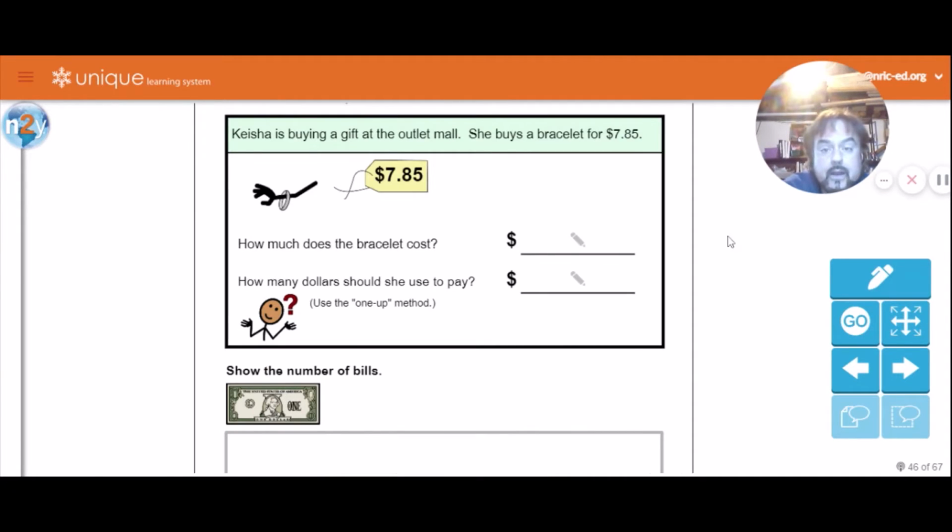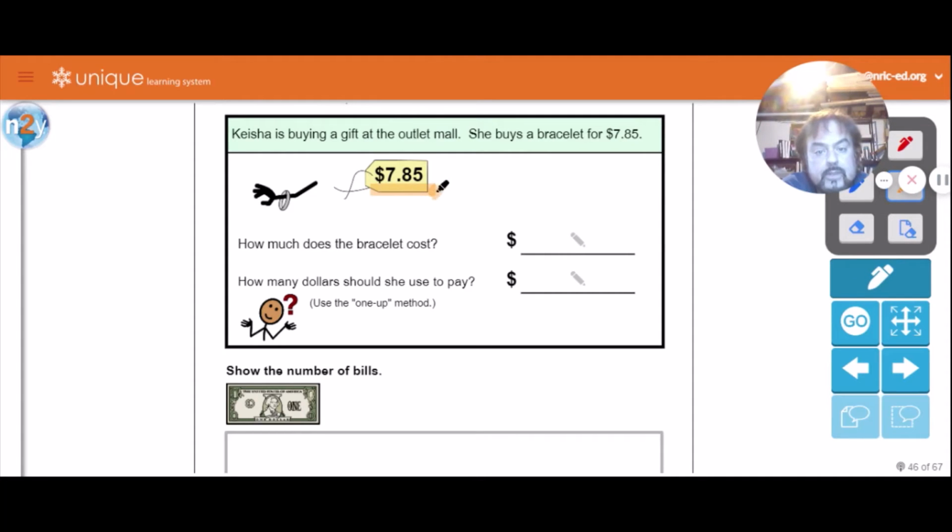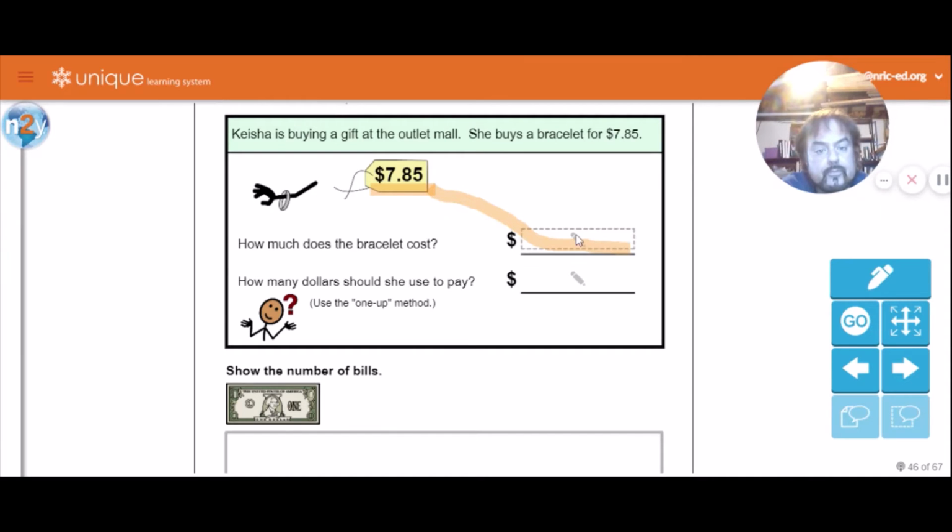Okay, in this next scenario, Keisha is buying a gift at the outlet mall, the Providence Place Mall. She buys a bracelet for $7.85. All right, how much does the bracelet cost? $7.85. So we're going to type 7.85.